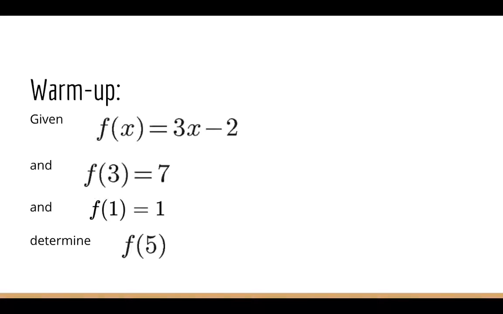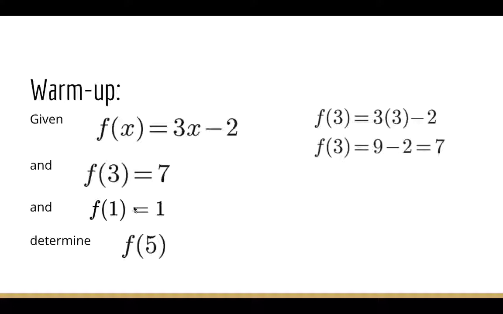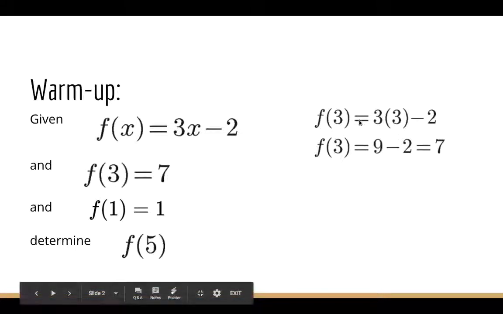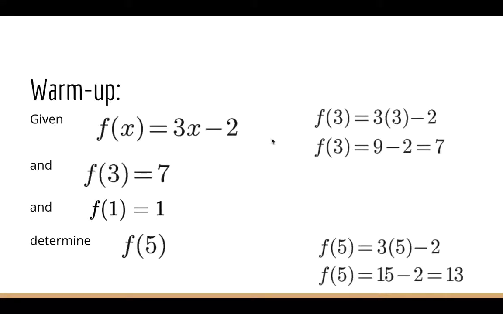When you thought about it for a bit, you might come up with the fact that when you sub in 3 into the equation, you get 7. In fact, when you sub in 3, you get 3 times 3 minus 2, which is 7. If you sub in 1, you get 3 times 1 minus 2, which is 1. So if that pattern holds true, to figure out 5 you could do 3 times 5 minus 2, which is 13.